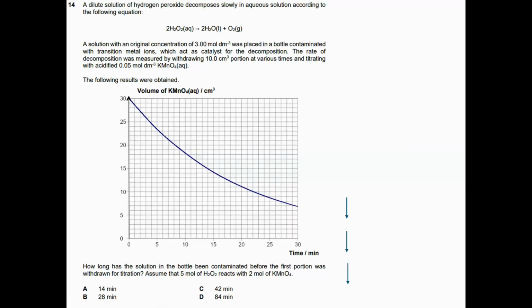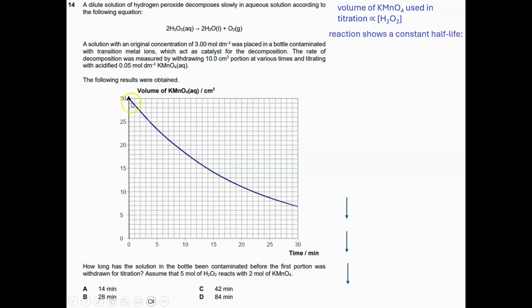Okay, question 14. So we have a graph of the volume of KMnO4 used to titrate against hydrogen peroxide over time. First thing, we note that the volume of KMnO4 used is proportional to the concentration of H2O2, because the concentration of H2O2 is proportional to the amount, which is in turn proportional to the amount of KMnO4 mentioned in the question.